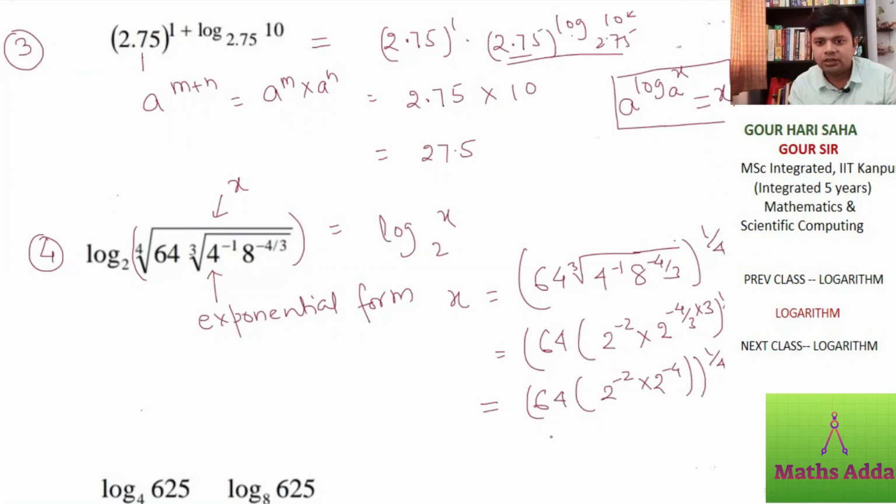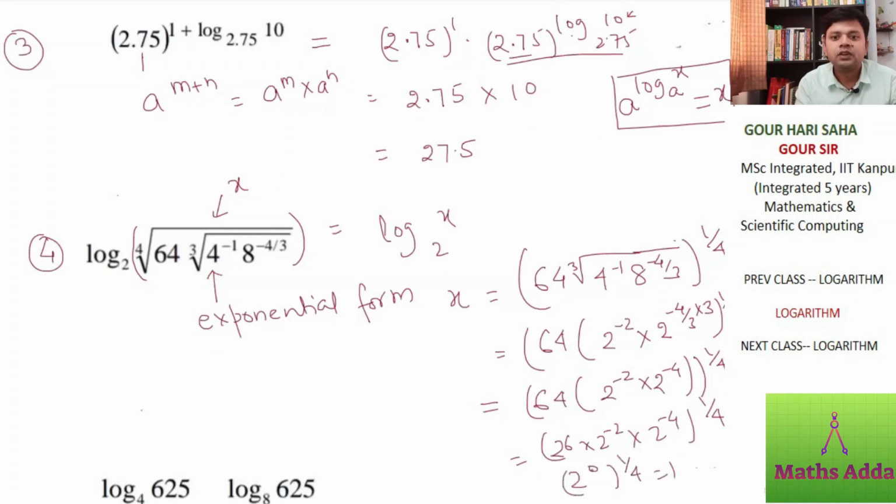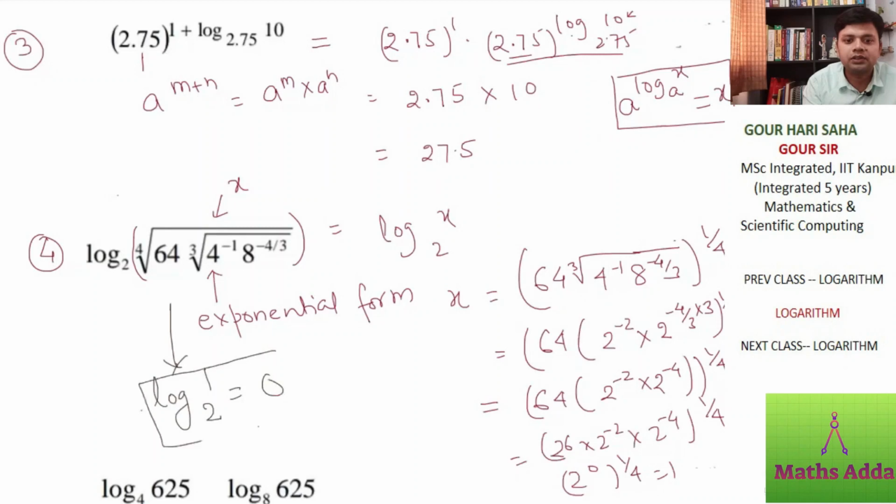Now it is 2 to the power 6 into 2 to the power minus 2 into 2 to the power minus 4. 64 is 2 to the power 6, all to the power 1 by 4. So this is now 2 to the power 6 minus 2 minus 4, that is 2 to the power 0, to the power 1 by 4. This is 1. So this complicated expression is actually log of 1 base 2. And what is log 1? Log 1 is always 0. So this is your answer.